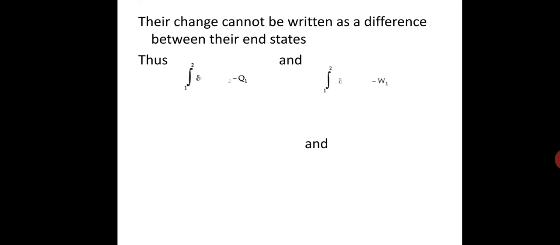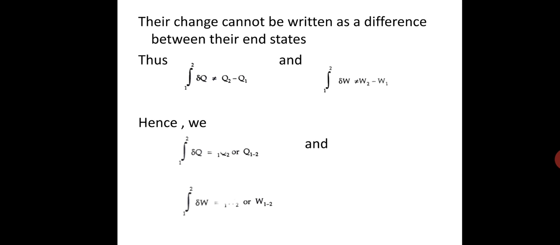Thus, the integral from 1 to 2 of delta Q is not equal to Q2 minus Q1, and the integral from 1 to 2 of dW, meaning work, is not equal to W2 minus W1. Hence, we write the integral from 1 to 2 of delta Q as Q1-2, and the integral from 1 to 2 of delta W as W1-2. The operator delta is used to denote inexact differential, and operator d is used to denote the exact differential.